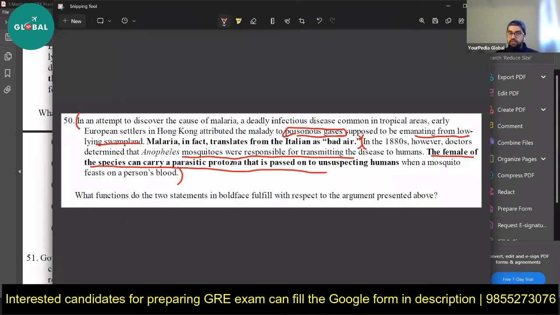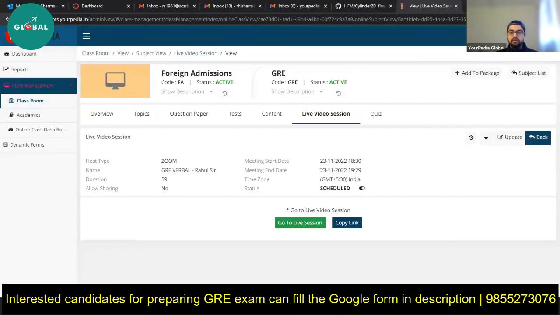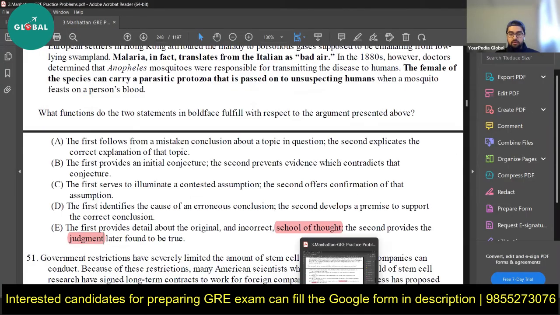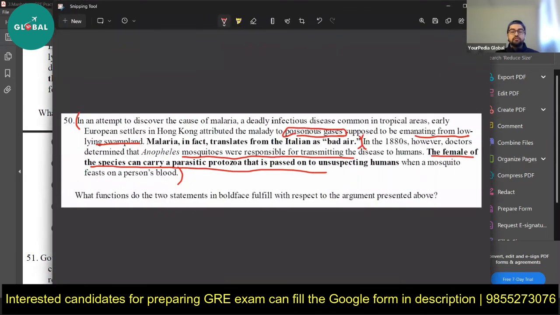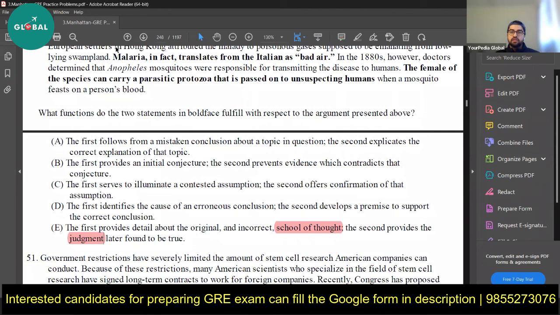Is the second a conclusion? No, the conclusion is in the previous line. So here, the first one is correct: the first provides detail about the original and incorrect school of thought. School of thought means conclusion. So I would say the first is adding some detail to that conclusion. That is correct because the first conclusion was that it is caused by poisonous gas and malaria infects. So it is adding some information to the first incorrect conclusion. The first point is correct, but the second is incorrect. So overall, this answer choice is wrong.